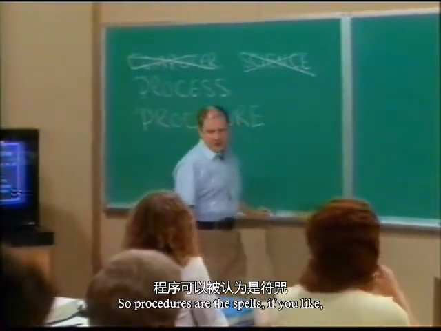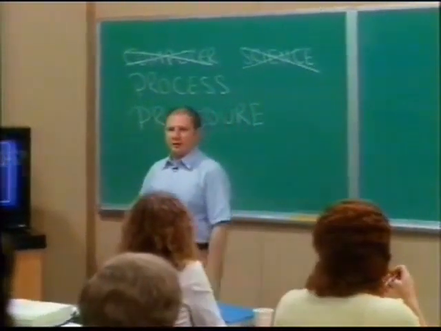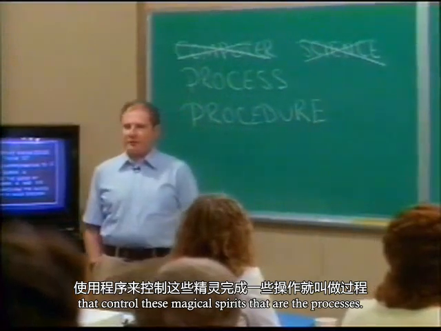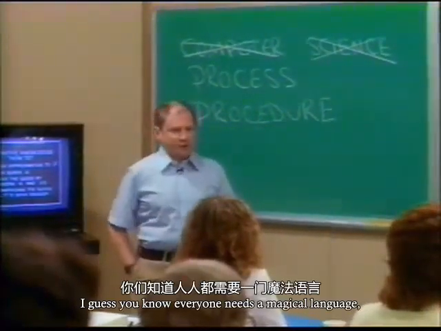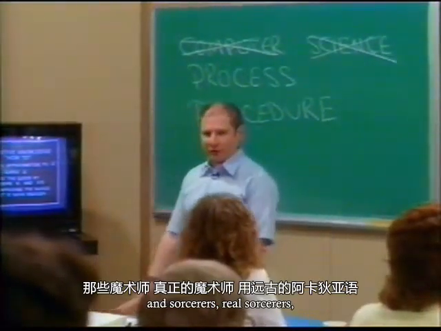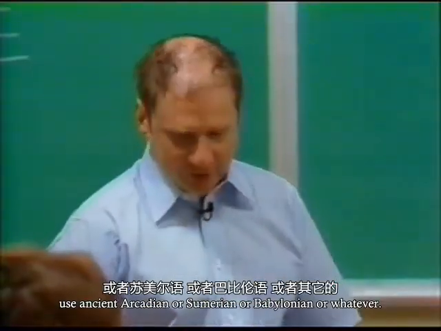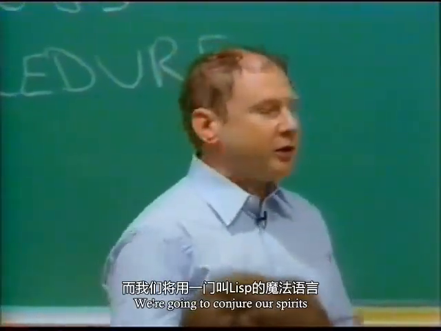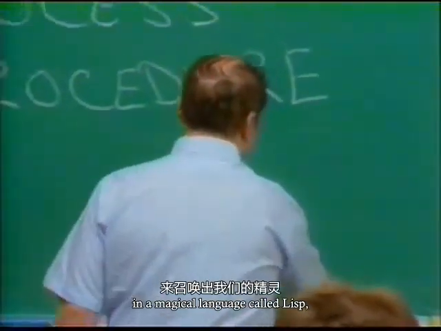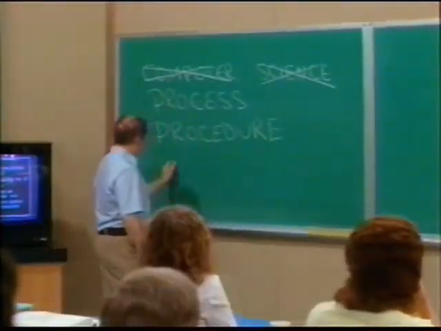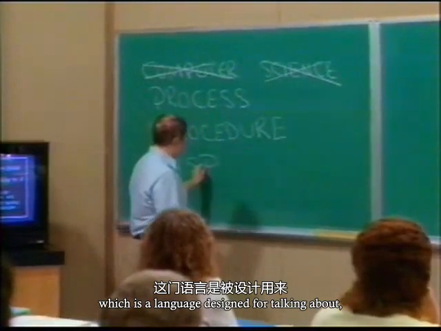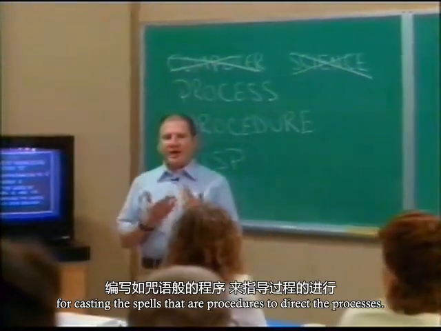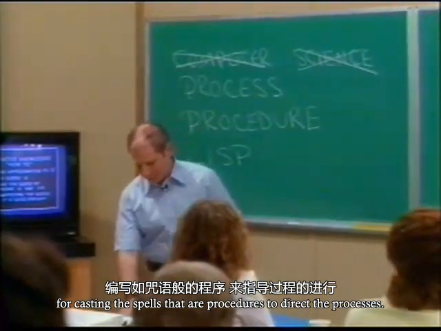So procedures are the spells, if you like, that control these magical spirits that are the processes. And, well, I guess everyone needs a magical language, and sorcerers, real sorcerers, use ancient Akkadian or Sumerian or Babylonian or whatever. We're going to conjure our spirits in a magical language called Lisp, which is a language designed for casting the spells that are procedures to direct the processes.